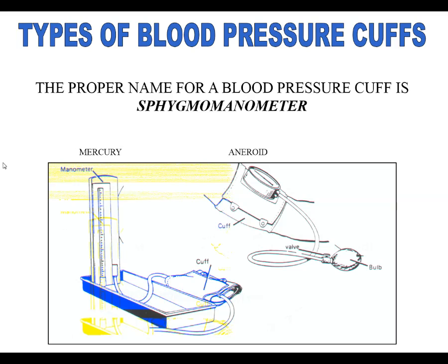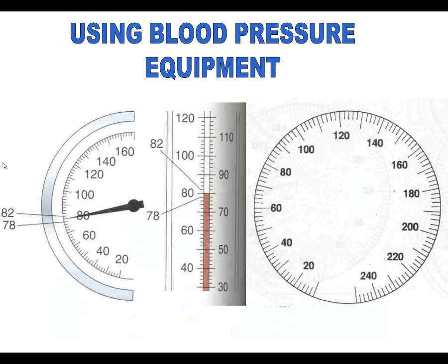The aneroid dial will be on the wall, and then the cuff will come from the wall. Sometimes it's just a cuff that's wrapped around your arm, and it has a cuff, a valve, and a bulb. They both have cuffs, valves, and bulbs. Just the dial is different. And like I said, we just tend to not have mercury anymore. It's not safe if there were to be a break.